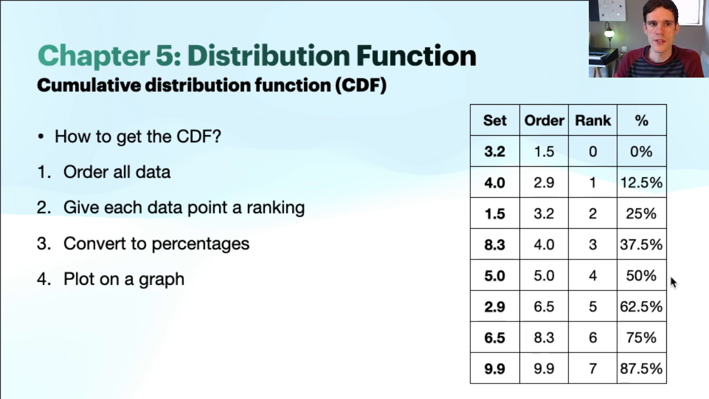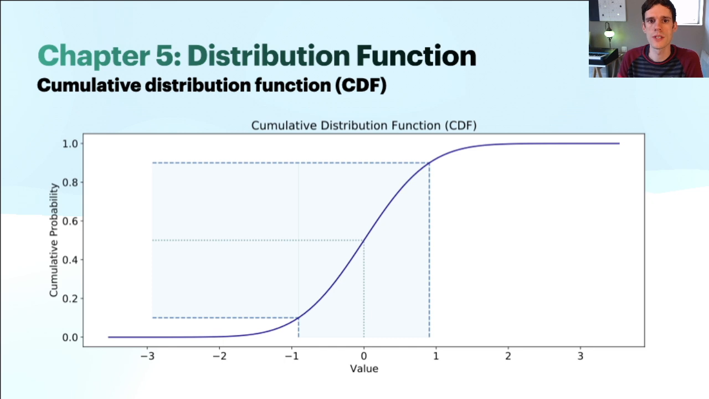So now the fourth step is to make this a visualization. So we want to plot these percentages and the corresponding values of our dataset onto a graph. And if we do this, then we get the familiar visualization of the Cumulative Distribution Function. And for a normal distribution, which we will see in the code in a brief while, it looks like this. Now, how do we interpret this? Well, on the x-axis, we have all of our data points. In fact, they are ordered from small to large.